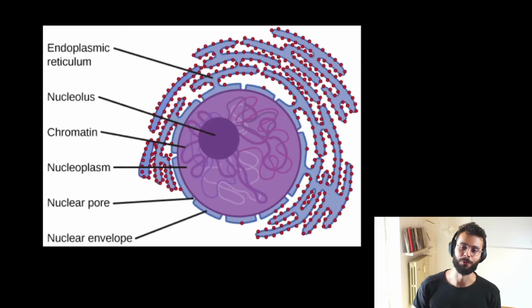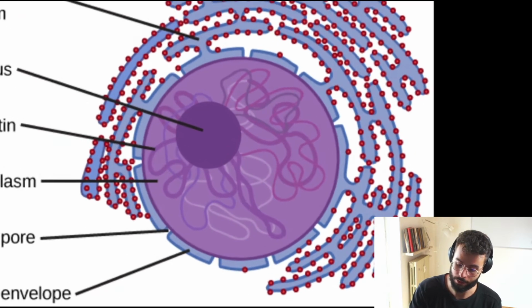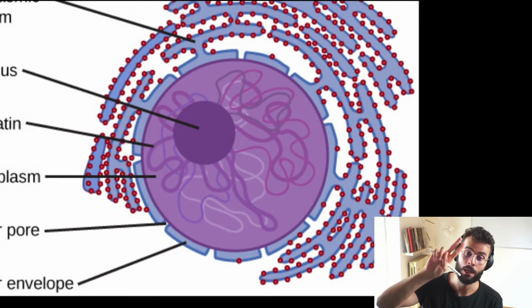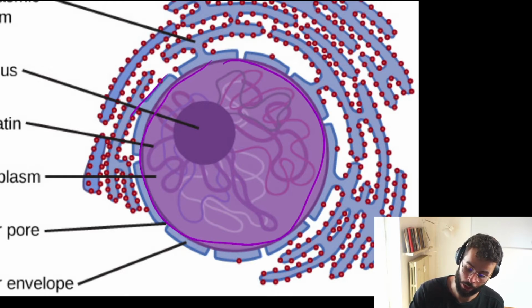So now that you've read about the different organelles, let's talk about the specific things you need to know for the admission exams when it comes to the nucleus. As I said, the first organelle that we are going to talk about in the eukaryotic cell is the nucleus. The first thing you need to know is that it is bounded by two membranes, the inner membrane and the outer membrane.